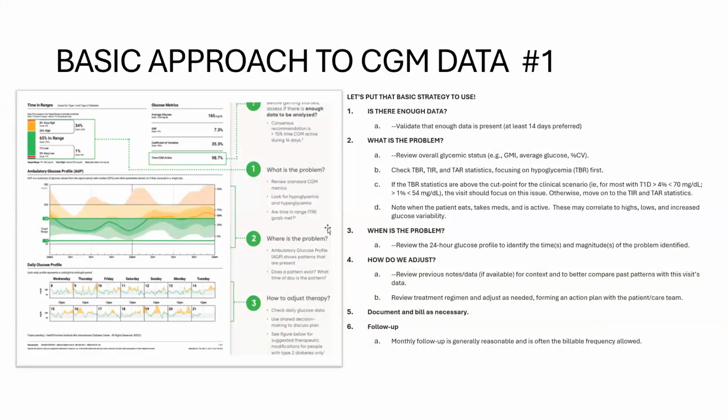But the time in range, too low. Time above our range is too high. So that's something that we're going to be looking at. Number 3, when is the problem? So we can review that in the middle section. I think we're seeing quite a few excursions here.